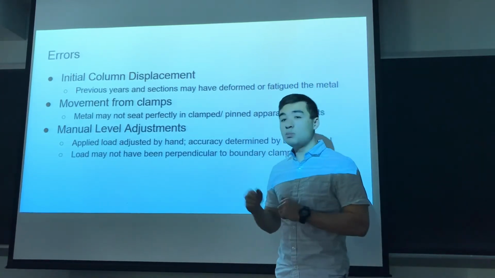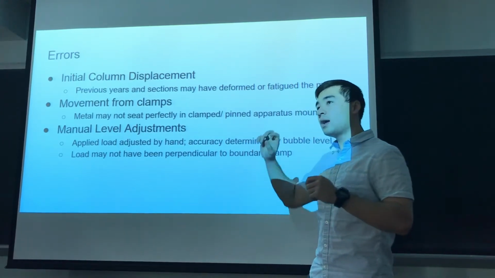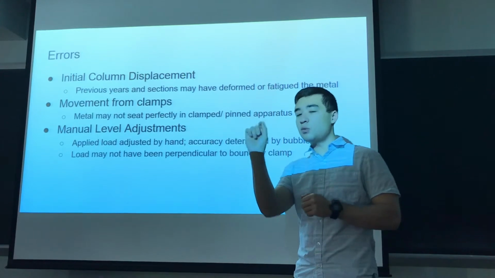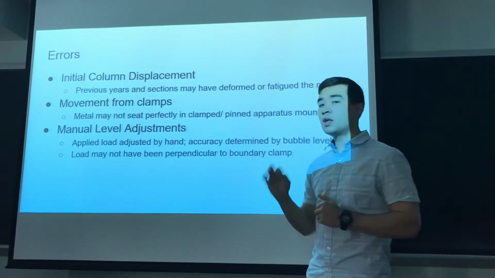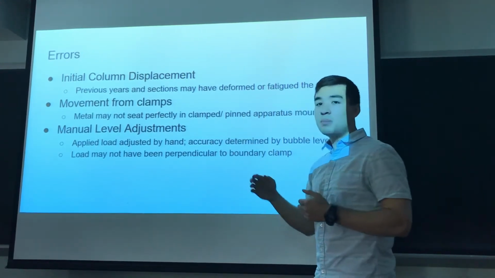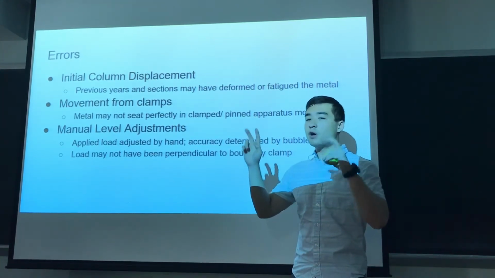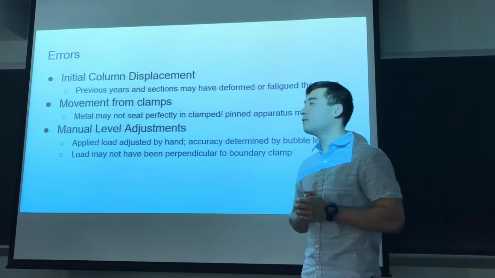The second reason would have been movement from the clamps. So the clamps were hand tightened and of course might have shifted a little, allowed some movement within the little notch for both the clamped and the pinned. That may have allowed the metal to not be seated perfectly, and it would have affected the perfect pinned or perfect clamped values that we expected.